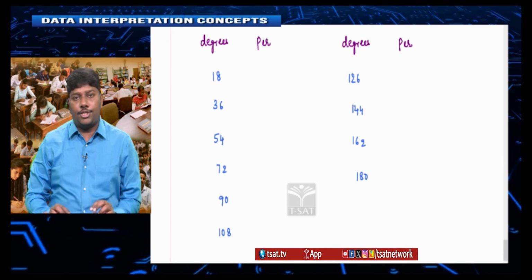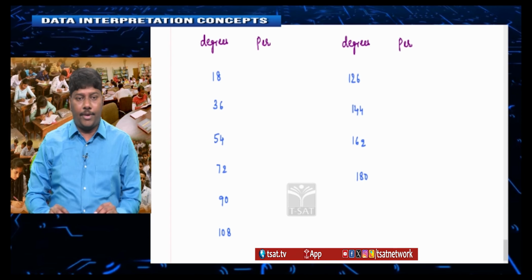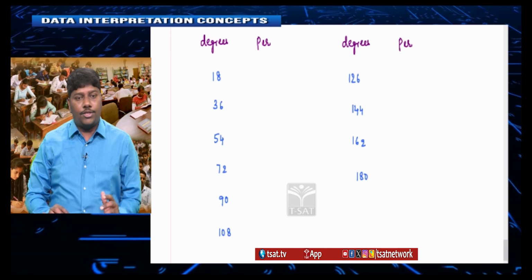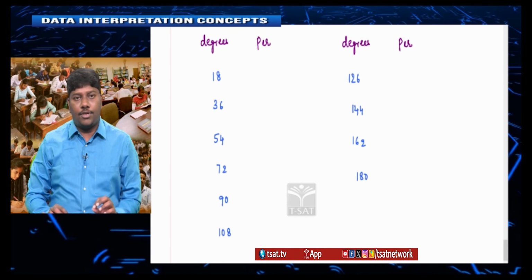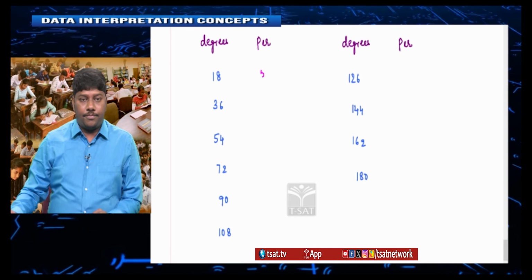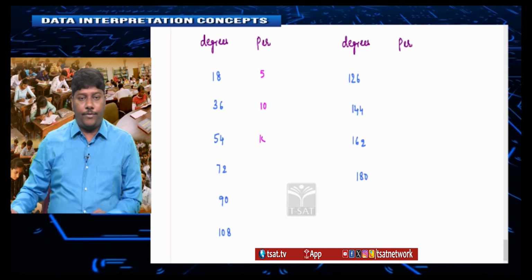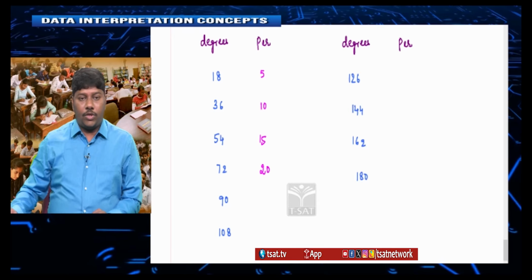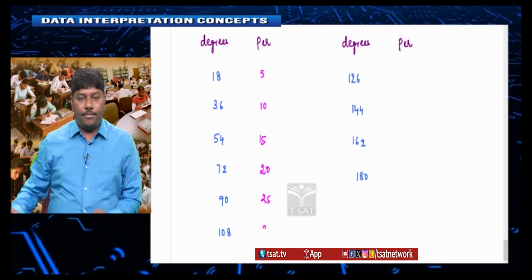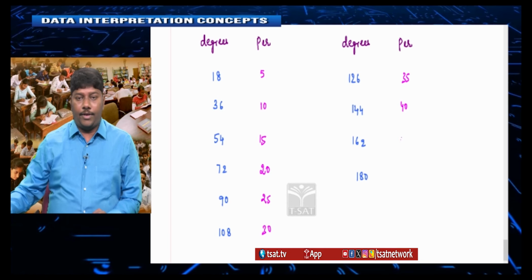The moment I give you 162, what should come to your mind? 18 nines should come to your mind. The moment I give you 108, what should come to your mind? 6 should come to your mind because 18 6s. Now, take percentage. It's 5. Take a multiple of 5. 5, 10, 15, 20, 25, 30, 35, 40, 45, 50.